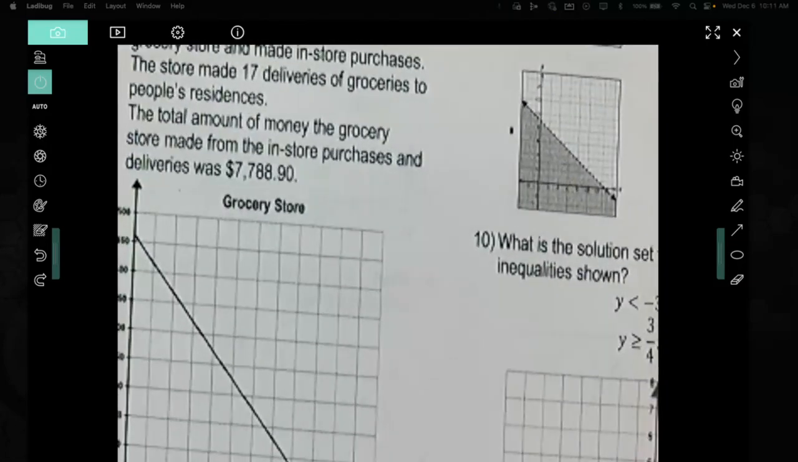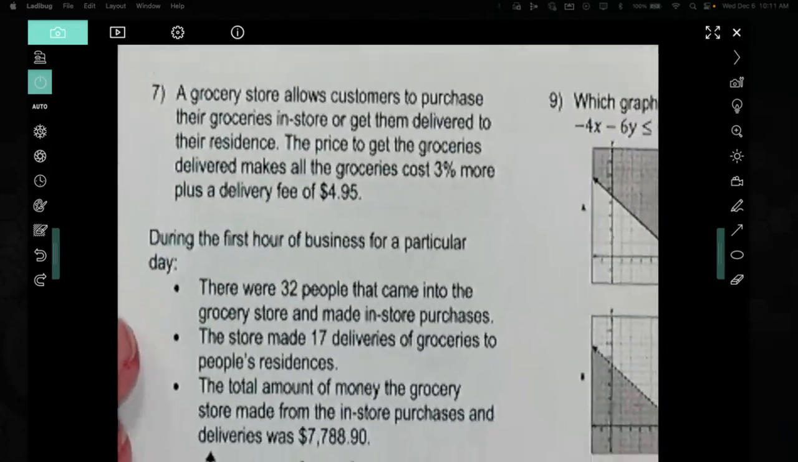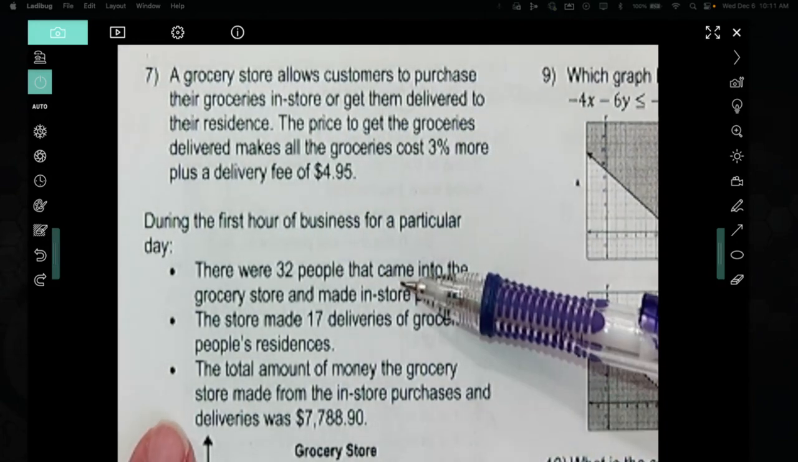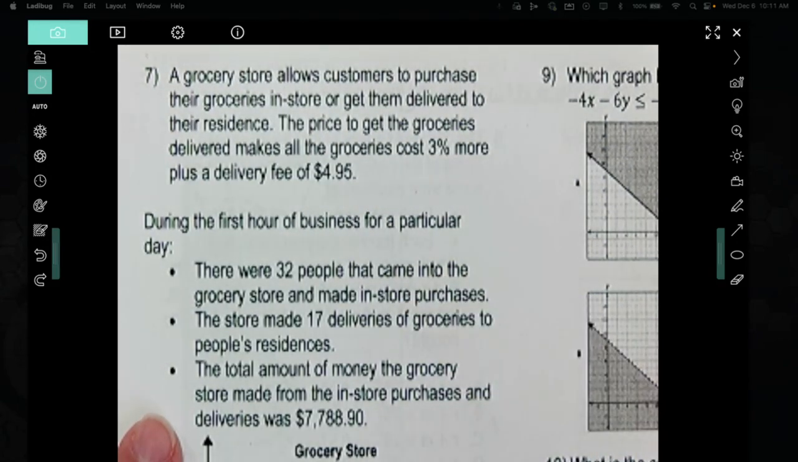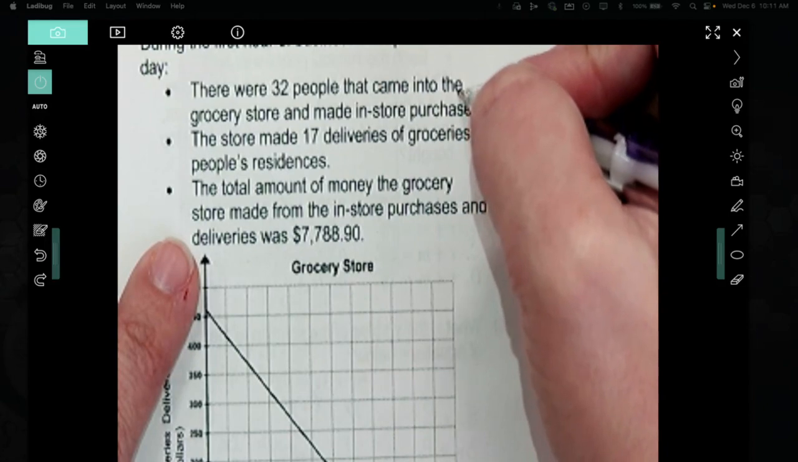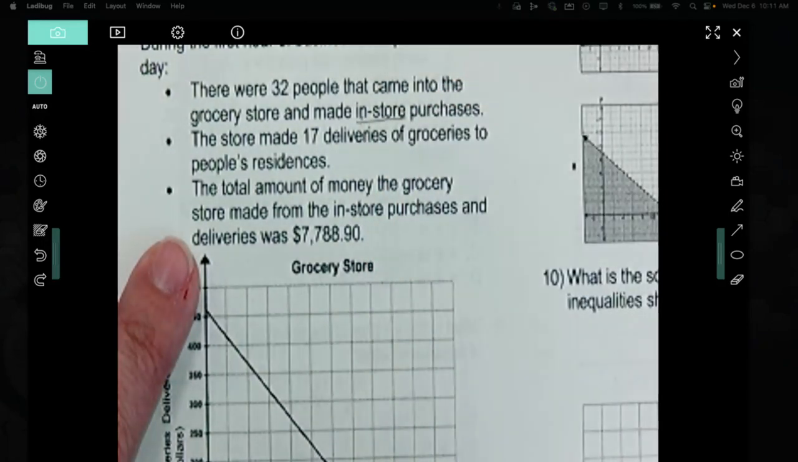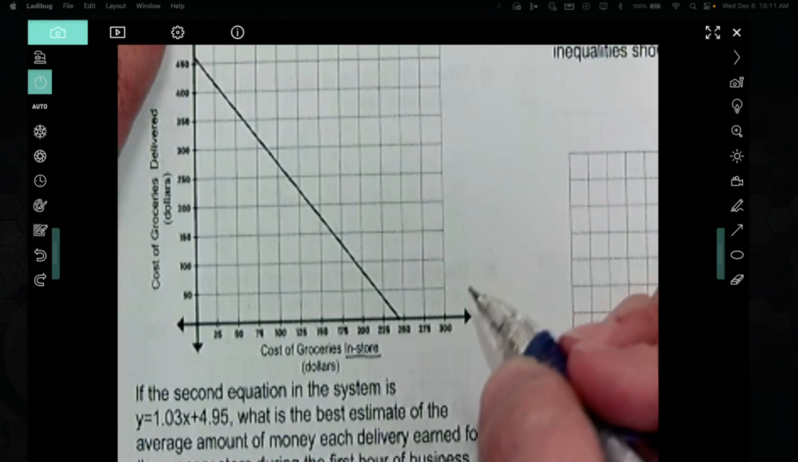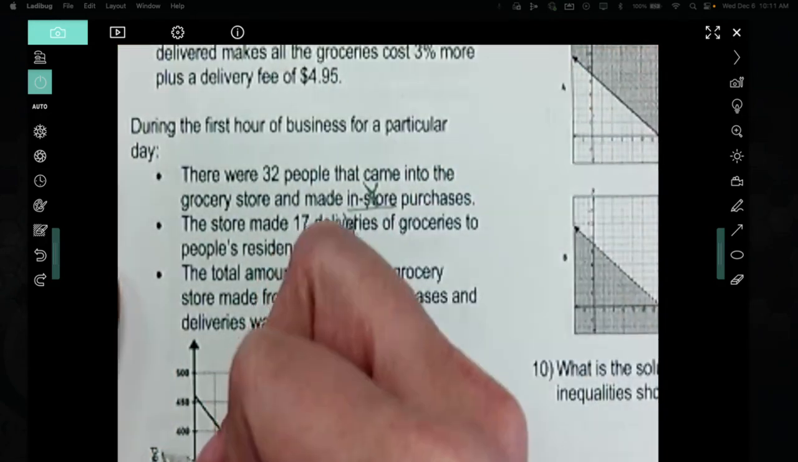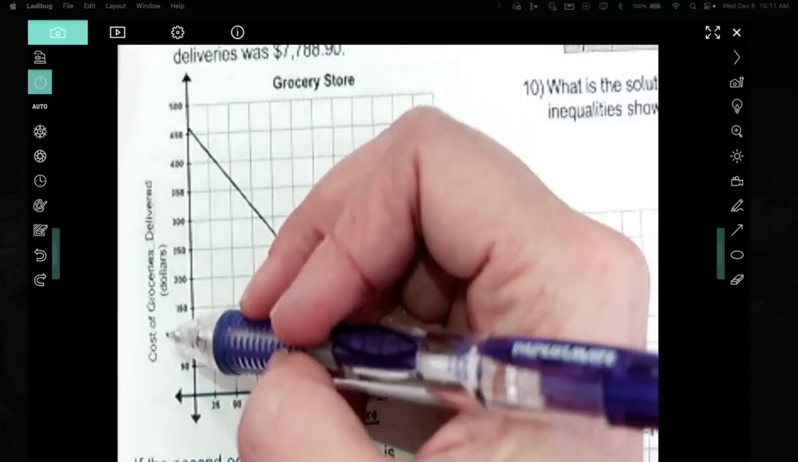Number 7 is very, very tricky. There's a lot of ways to do this. This is not a very friendly question. It's giving you all of this information, and then it's telling you for the graph, the equation that they've graphed here is 32 people came into the store and made in-store purchases. Notice down here it says in-store at the bottom on the graph. So this is the X, deliveries is the Y. You can see it on the side here.